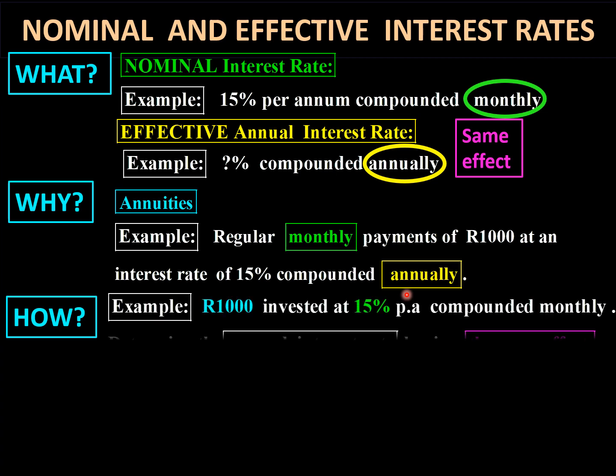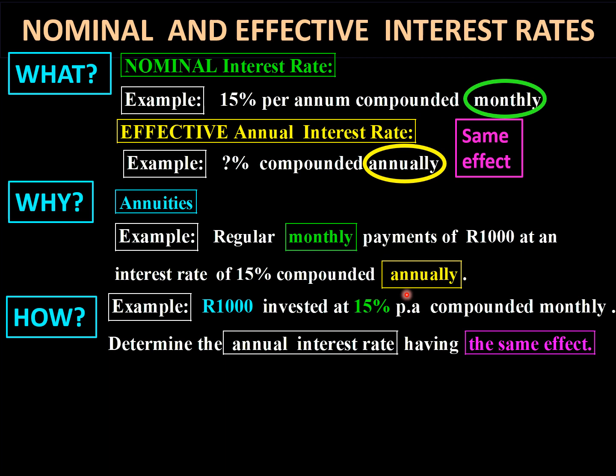How do we go about that? Let's take an example. We have 1,000 Rand, which is invested at 15% per annum compounded monthly. And we'd like to determine the annual interest rate having the same effect. What does that mean? We want to determine the effective annual interest rate. Okay, so let's just do that calculation.